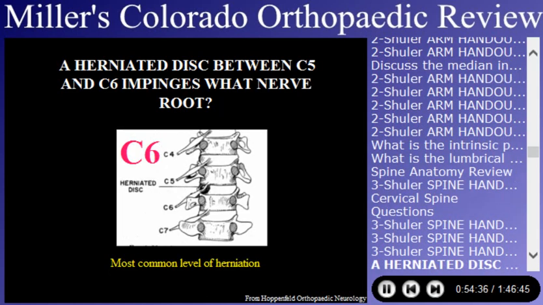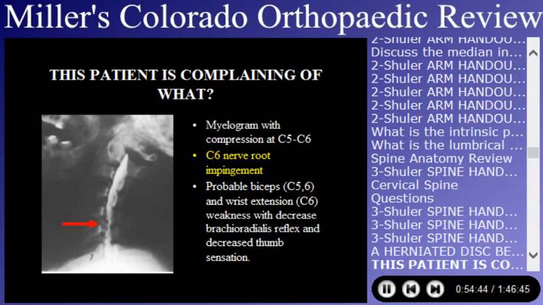Herniated disc between C5 and C6 impinges what nerve root? C6, most common level. Patient is complaining of what? Example of a testable item.